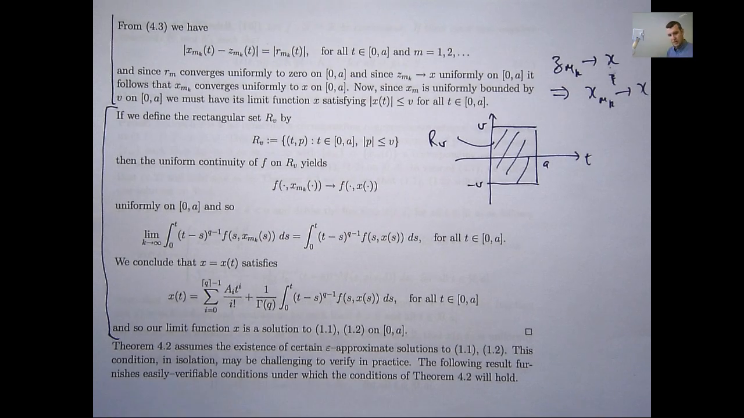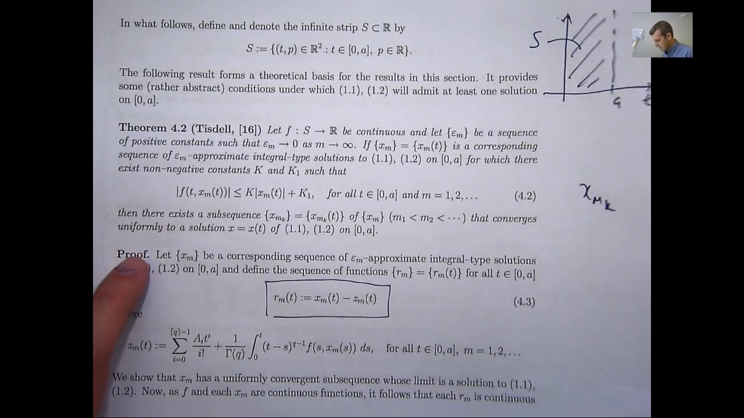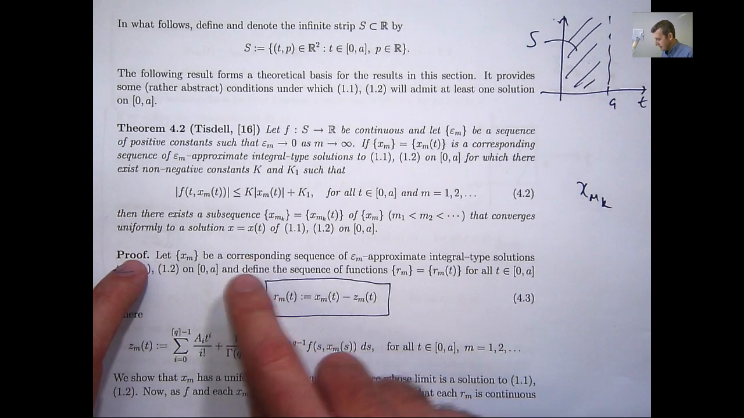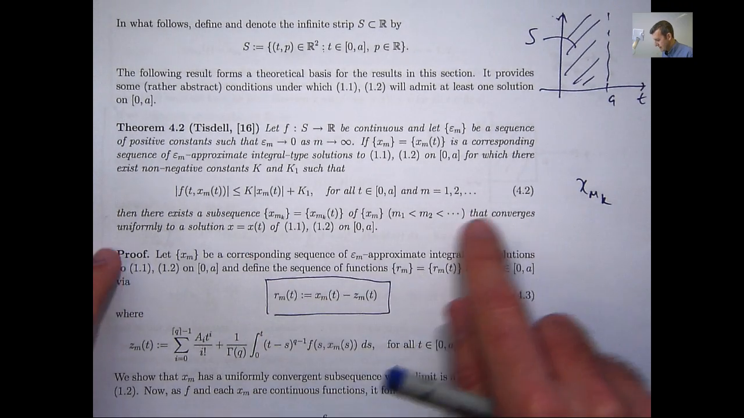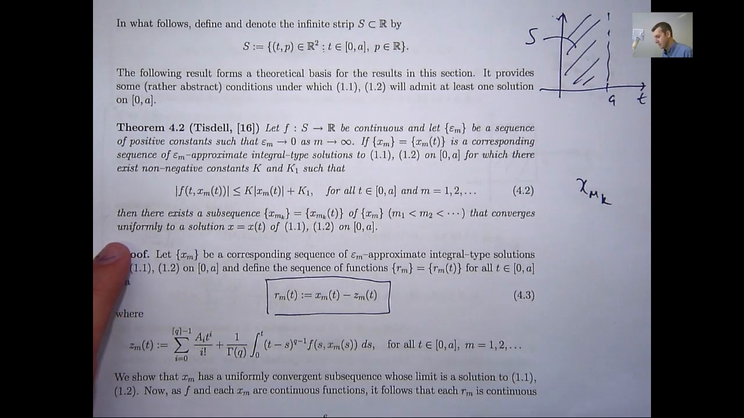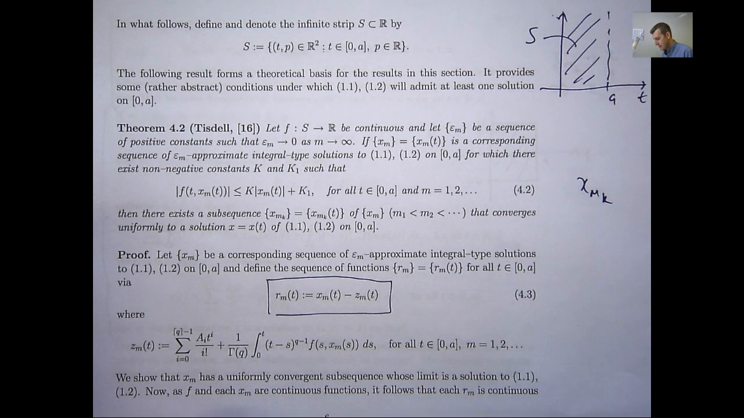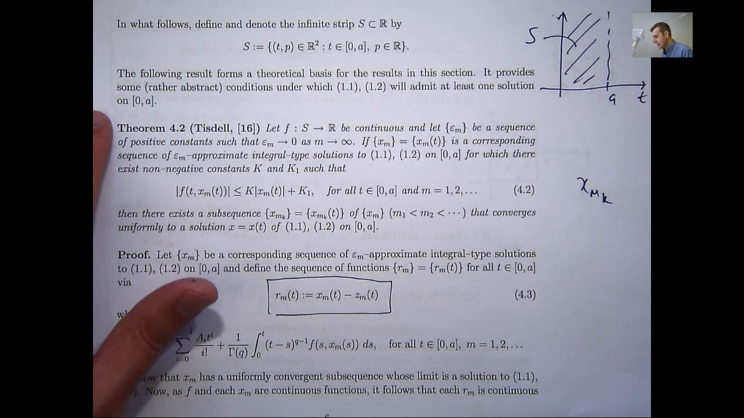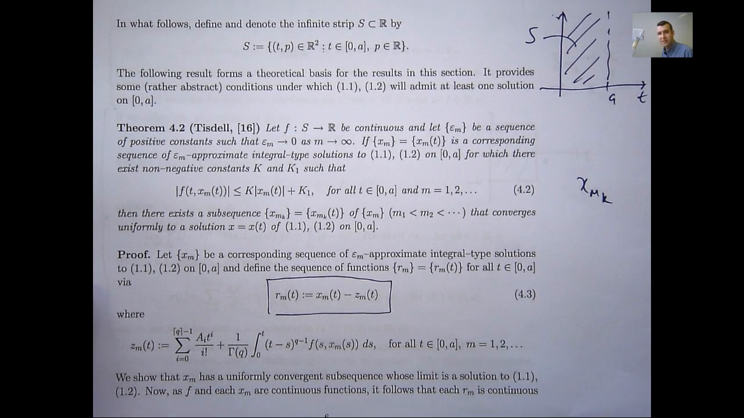Okay, well, let's go back and have a little look at the statement of the theorem. Where is it? Ah, here it is. So what does this tell you? Well, it's an existence result. And all it says is that there exists a subsequence that converges uniformly to a solution. Well, there may be more than one solution. So this theorem, although related to existence, doesn't tell you anything about uniqueness of solutions.